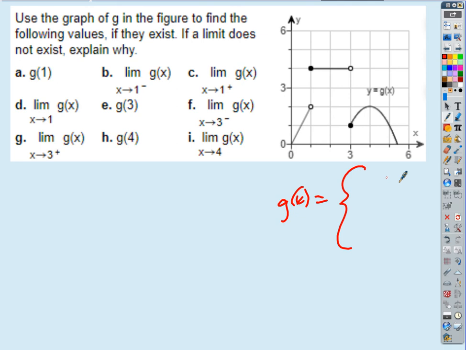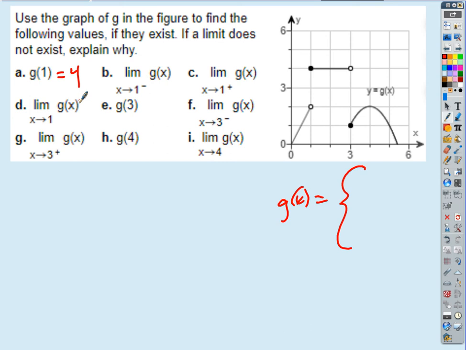Before. How come? Because that's where the point acts. Okay, yeah, because that's a closed endpoint, so that's where the function's actually defined. Now, at the coordinates 1, 2, that's an open endpoint, and so that's a hole in that part of the function. Does that make sense? Yes. Okay, so g of 1 is equal to 4.